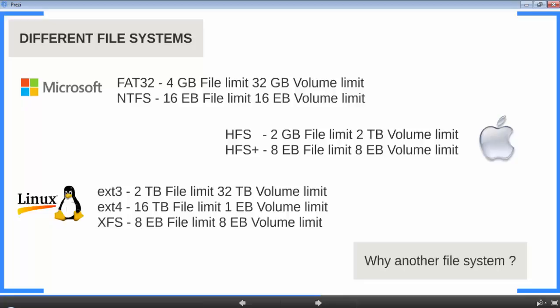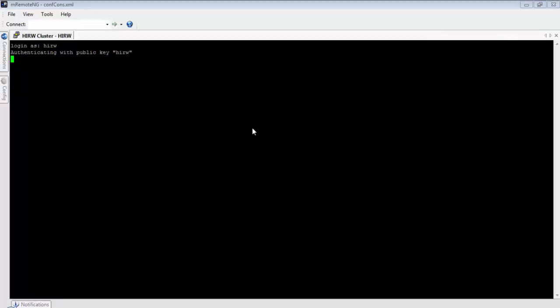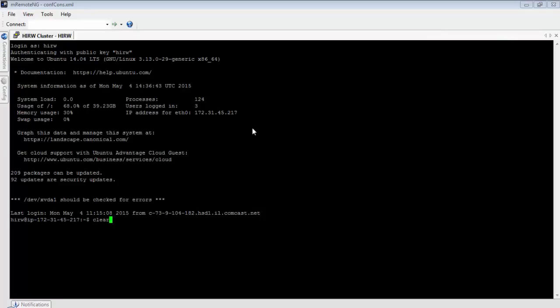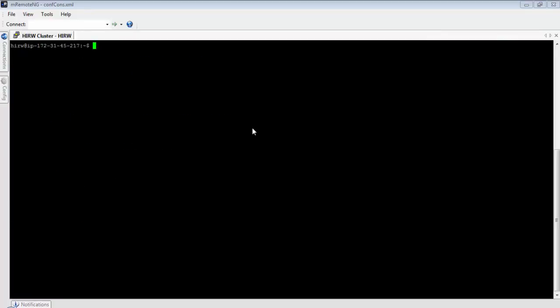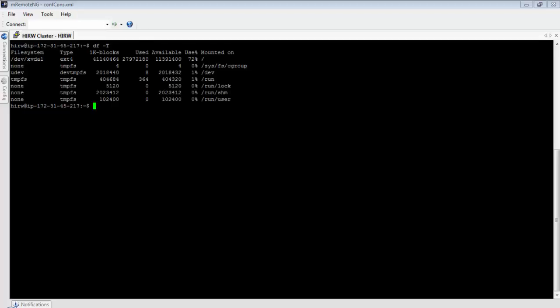Let's check it out. Simply log into a Linux terminal and type in df -T. There you go. Here you can see the file system. So ext4 is the file system of this Linux installation. Also, the operating system of this Linux is Ubuntu 14.04 and the file system being used is ext4.